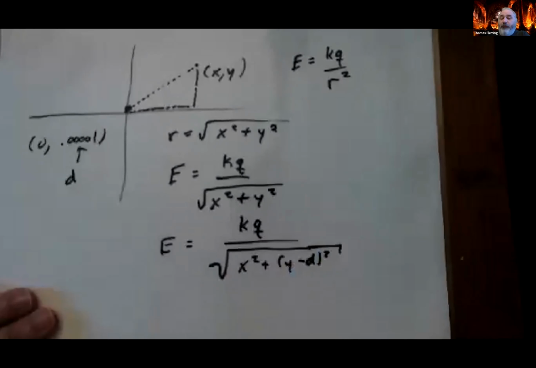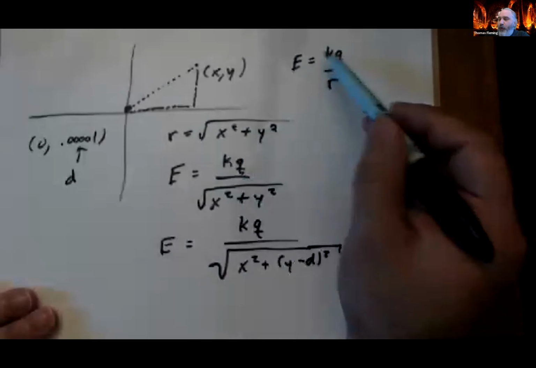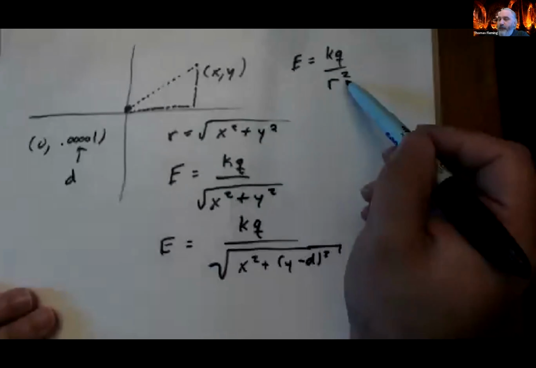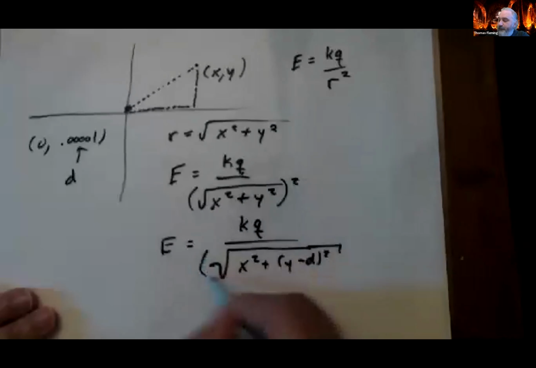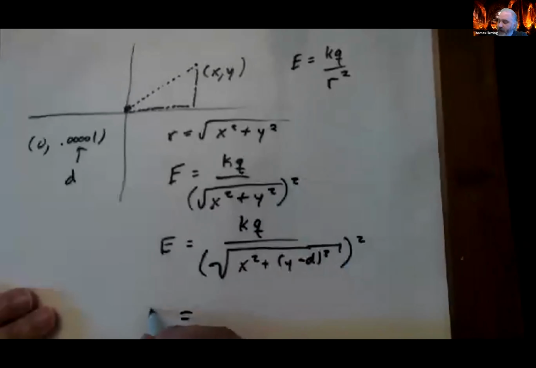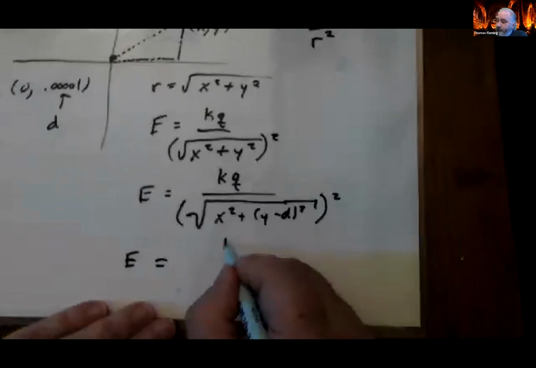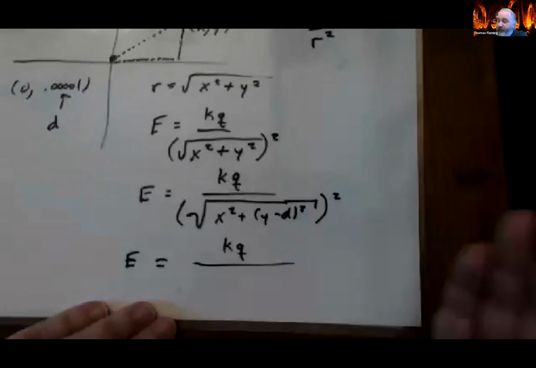So, have you spotted my error yet? So R is equal to this, right? Except the formula is not KQ over R, it's KQ over R squared, which means I got to square all that. Oops. So, now we're good. When I square a square root, the square root cancels.